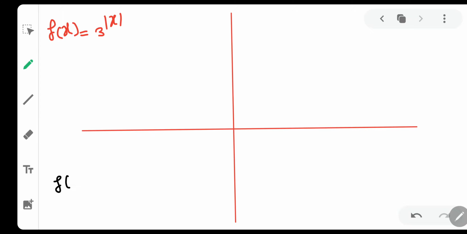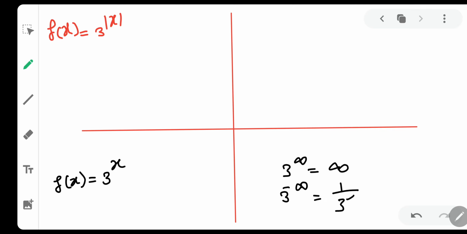First of all, you draw the graph of f(x) as 3 raised to x, meaning there is no mod. Now as we all know, when you put the value of x as infinity, the value of y will be infinity, because 3 raised to infinity is nothing but infinity. And when you put the value of x as minus infinity, it will be 1 upon 3 raised to infinity, which is 0. So when the value of x is minus infinity, the value of y is 0, and when the value of x is infinity, the value of y is infinity.